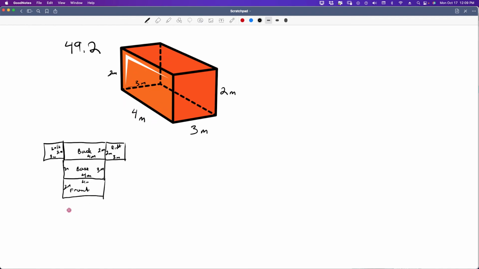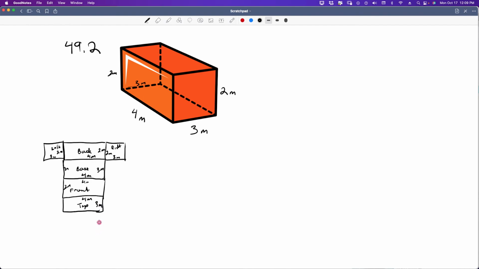Now I need to do the top. So we already know that all of these lines have to line up. So this is 4 meters wide on the top, because if this is 4 meters, then this is 4 meters and this is 4 meters. So the top is 4 meters long. And if this is 3 meters, then we go up, the top is going to be 3 meters as well. So this is 3 meters right here.